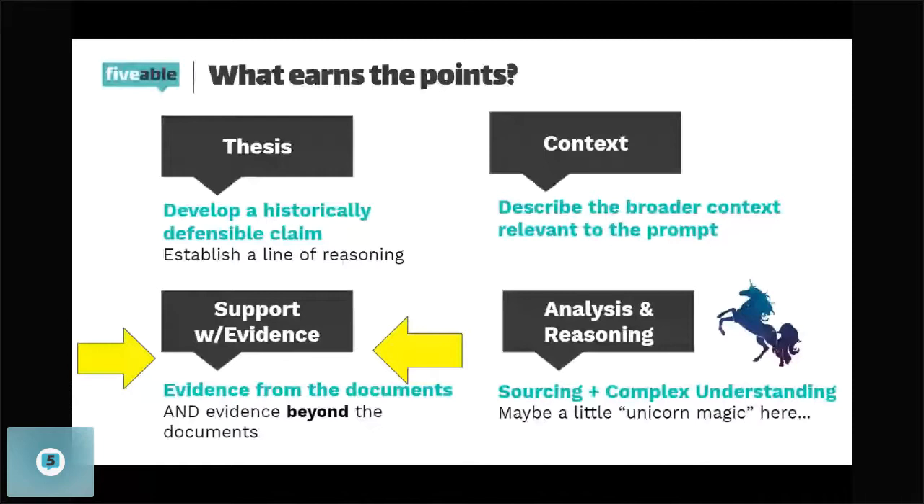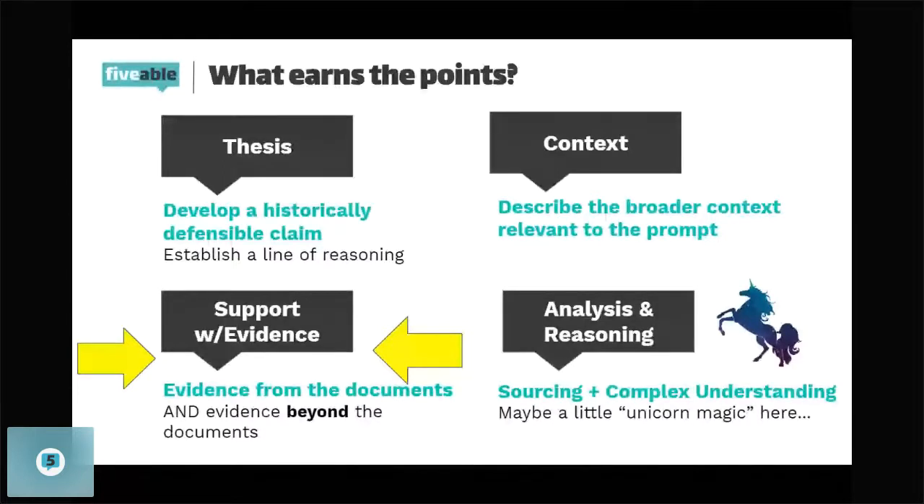These are not the magical unicorn points where readers say things like, I can't tell you how to do it, but I know it when I see it. And that actually aggravates me as a teacher because there's no such thing as a unicorn point. There's a way to get those points, and Melissa's going to show you that, and you can do it. Okay, so we're looking at some evidence from the documents and evidence beyond the documents.